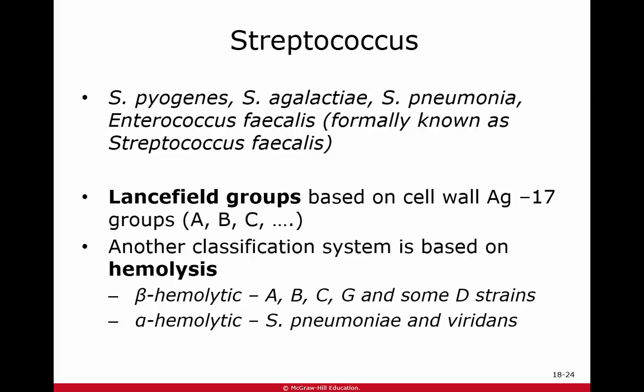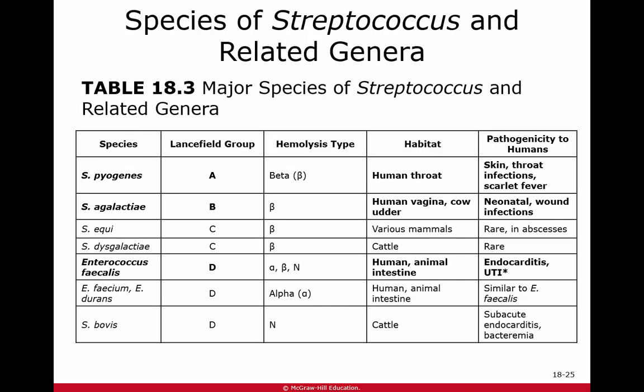Now, we have all these different Streptococcus strains. We got strep pyogenes, and then of course there's strep pneumoniae, the Enterococcus faecalis, all of those. And they can be classified based on their cell wall or on the hemolysis. This is showing all of the species and where they live and the problems they can cause over here in humans.